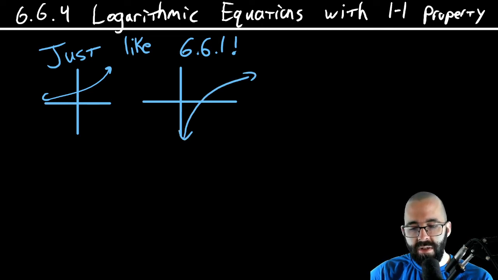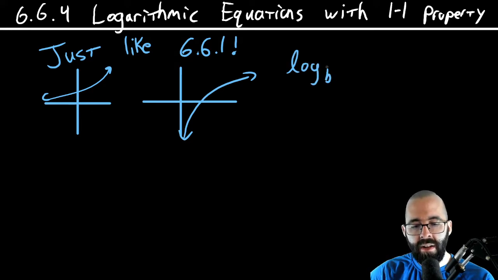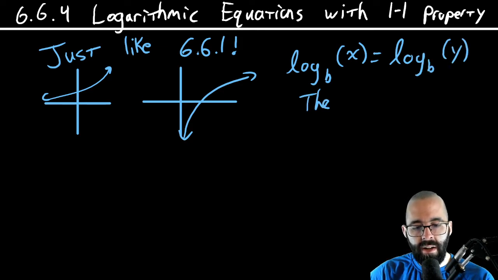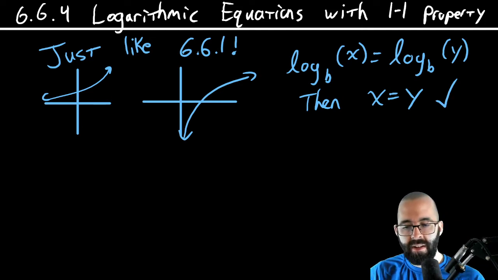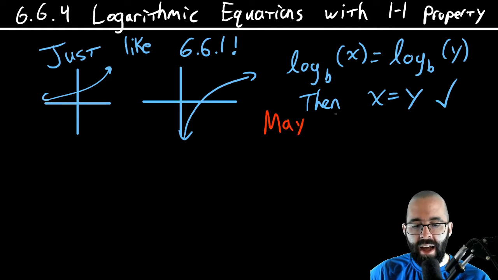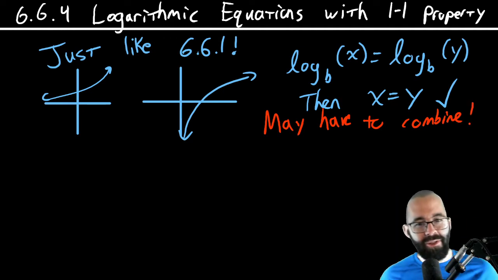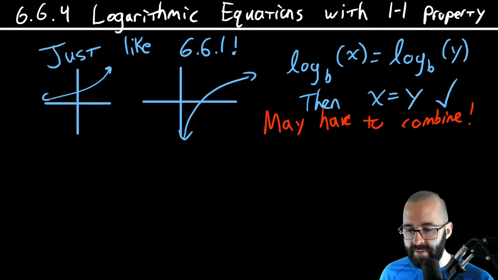Well, logarithms are also one-to-one. So if two logarithms are equal to each other, then we can use the one-to-one property on this as well. So that's what we're going to do here. As a note, you may have to combine logarithms. Oh, combining logarithms. We've been doing that. That was 6.5, combining logarithms. So here's one situation where combining logarithms makes sense. All right. So let's do some examples.